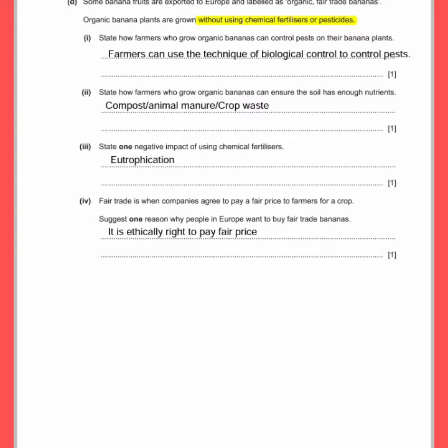Fair trade is when companies agree to pay a fair price to farmers for a crop. Give just one reason why people in Europe want to buy fair trade bananas. Here comes another idea: whenever you are doing such questions and you don't have an answer, you should try to think whether it's ethically right or not, because some things happen because of ethical reasons as well. So why is it right to pay a fair price to farmers for a crop? Because it's ethically right. That's going to be your direct answer, okay?